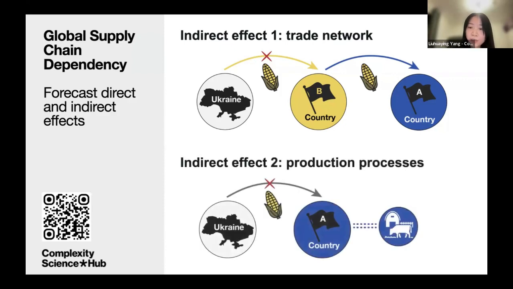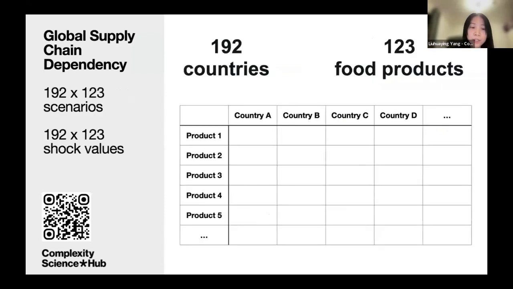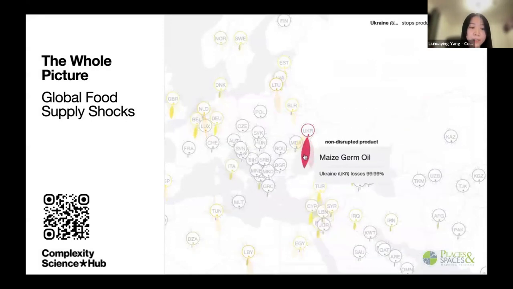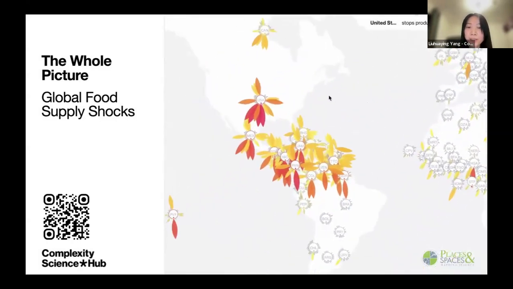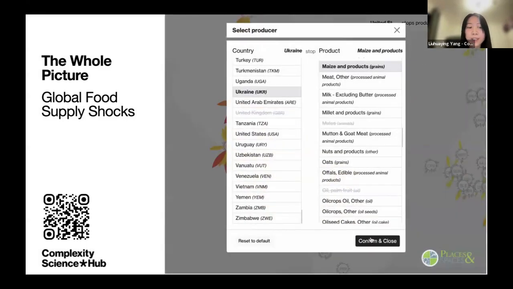And then we also consider production processes, like if a shortage of maize impacts milk and beef production in country A. This approach allows us to look at a more comprehensive image of the global supply chain, but it also challenges us to visualize 192 countries and 123 food products, which means we have 192 times 123 simulation scenarios, and a similar amount of shocks for each scenario. But in the end, we managed to create a map that allows us to stop producing one particular product in a particular country, and you can see which products will be affected more in which country on this map.